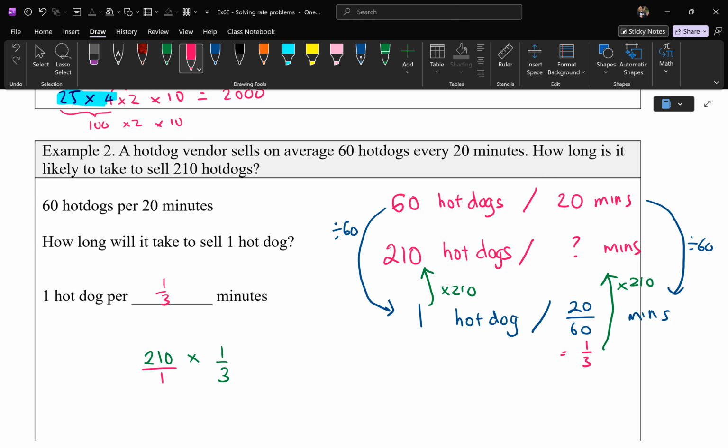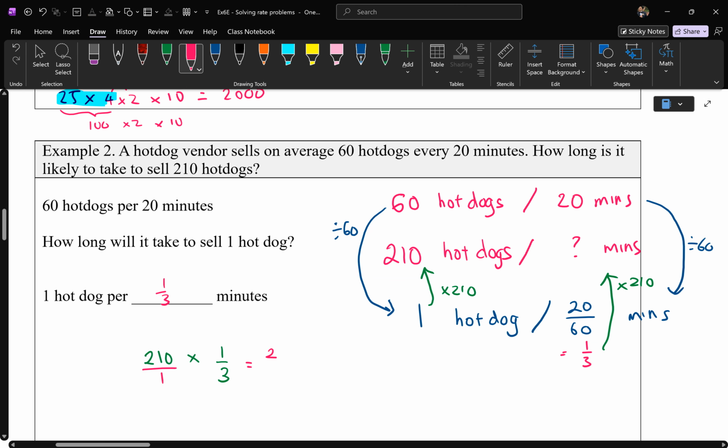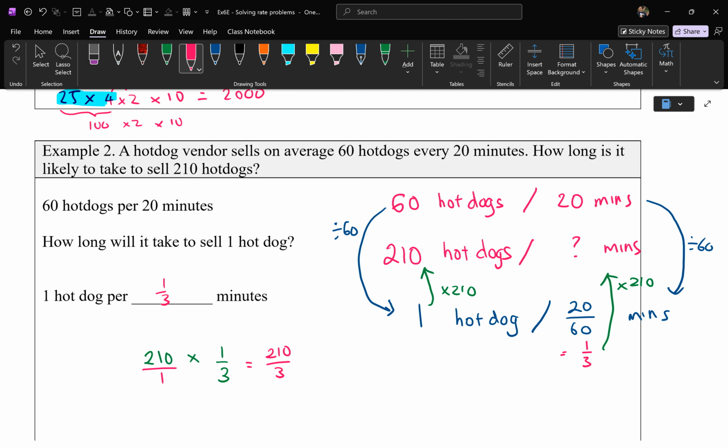We can simplify these two numbers, or essentially it's 210 over 3. How many 3's fit in 210? Yeah, so we can see 3 can't go into 2, but 3 can go into 21 7 times, and then 0. So that must be 70 minutes. So the answer here must then be 70 minutes. Okay. So it will take 70 minutes to sell on average 210 hot dogs is how long this hot dog vendor would have to sell it for.